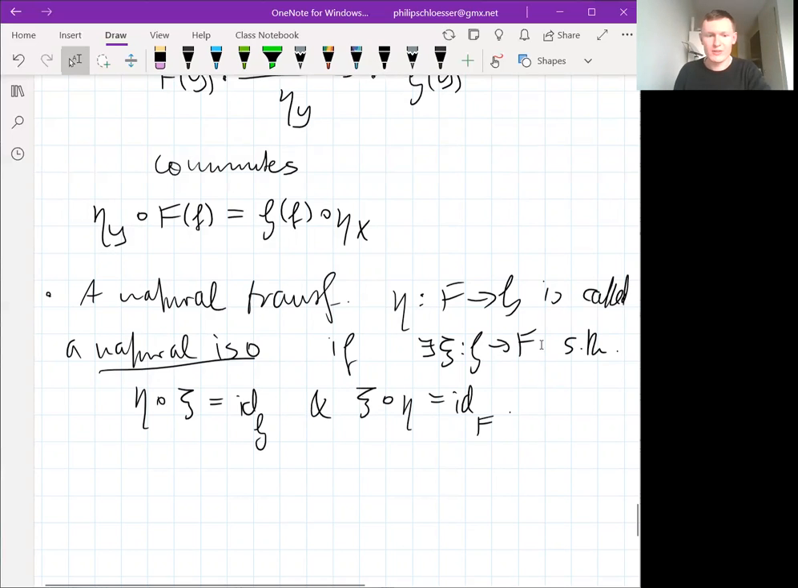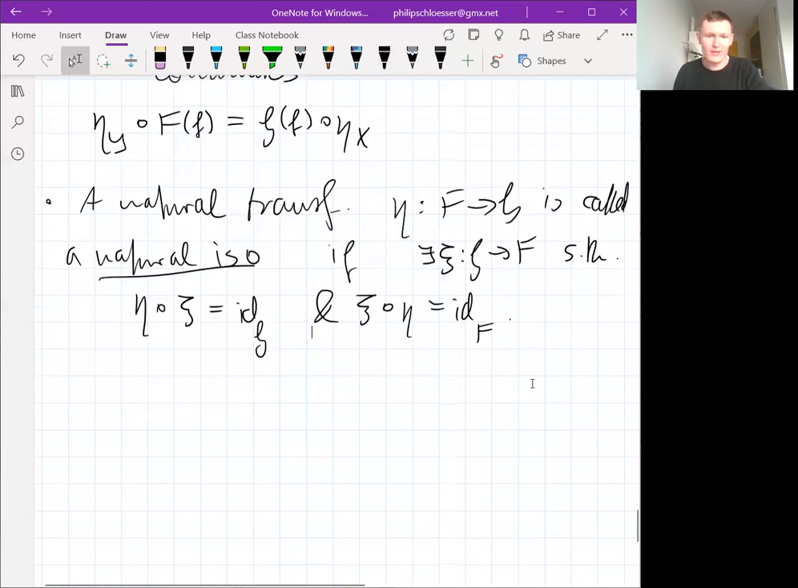By the way, I didn't mention it, but for any category, you can again define isomorphisms, endomorphisms, automorphisms, monomorphisms, epimorphisms, whatever. And isomorphism just means there is another morphism such that when we compose them, we get the identity in both ways.